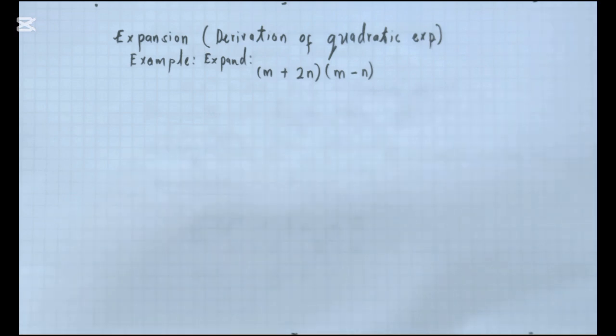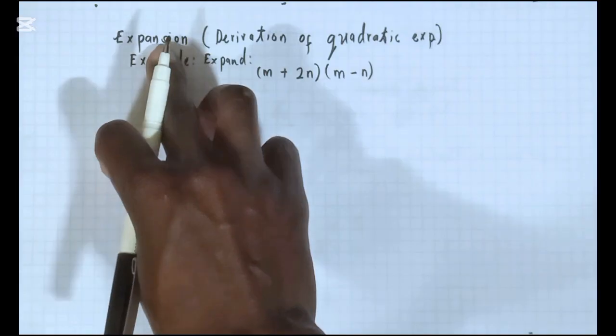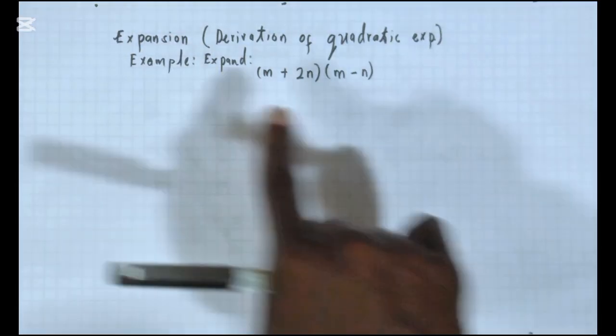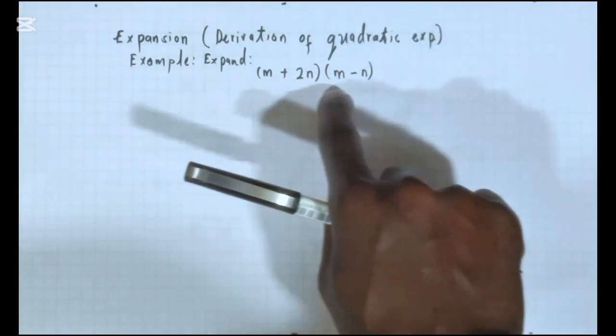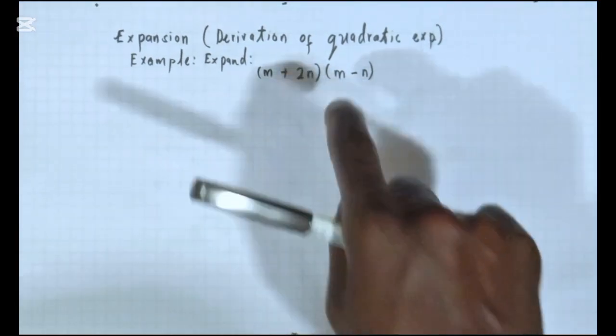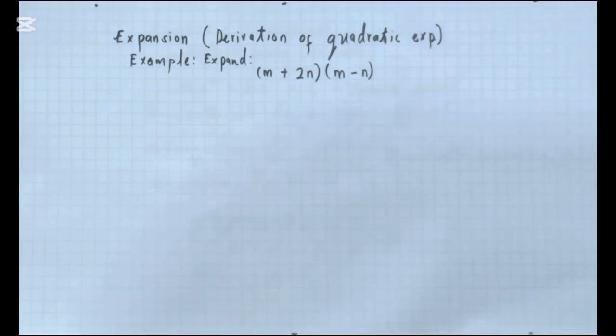All right. So basically, we know what expansion is. Expansion is the removal of brackets in an algebraic expression. Anytime we're trying to remove brackets in an algebraic expression, we call that process expansion, all right? But we also notice that by expanding linear equations or first degree linear equations, we always end up having quadratic expressions in the process.